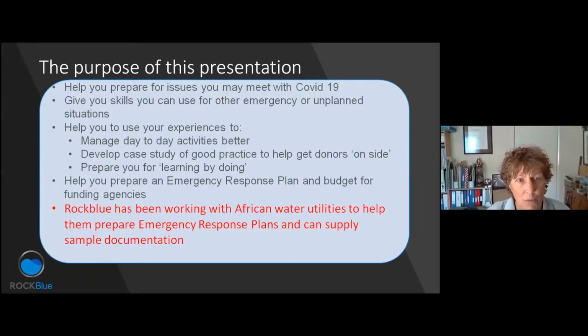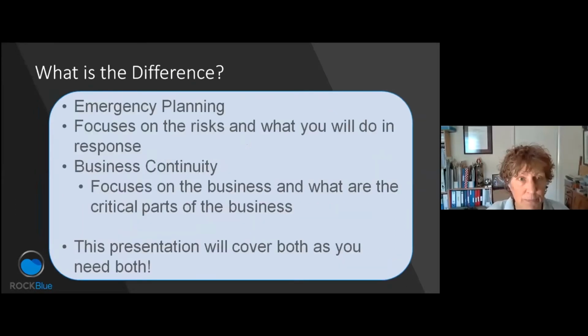It will also allow you to prepare an emergency response plan, which can be used to develop a budget for funding agencies. I would like to say that Rock Blue has been working with a number of African water utilities, helping them prepare emergency response plans. We can supply sample documentation and give you support if you haven't done anything like this before or aren't sure how COVID-19 may affect you.